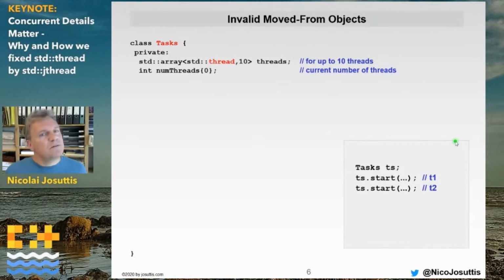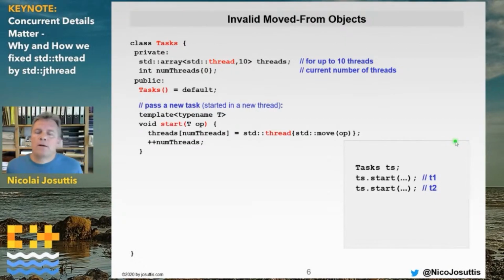OK, so we use the thread class as it was designed. Now, let's enable the API we want to have on the right here. So let's have a default constructor doing nothing. Everything is fine when we initialize the array and the number of threads. And then we implement start, and start will take any operation of type T, move this operation into a thread object, and increment the number of threads. So put it there. Of course, what is missing here is error handling if we have the maximum number of threads. So some assertions or some error handling is missing. But let's just concentrate on the key message of this talk.